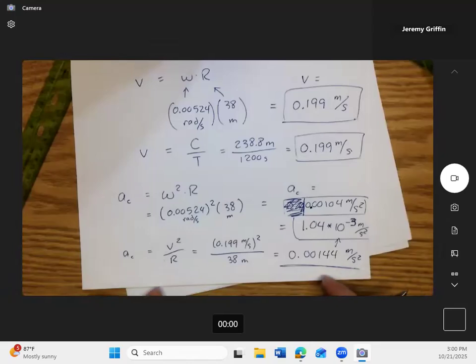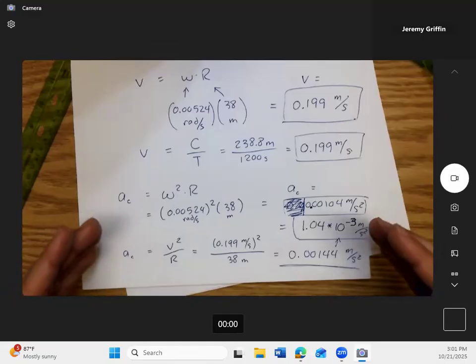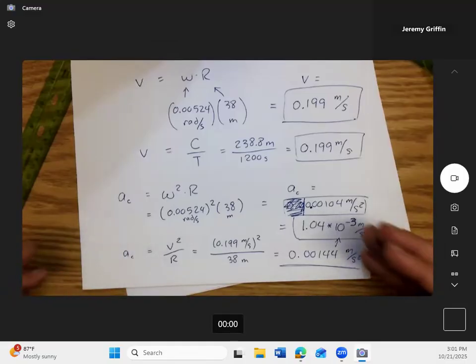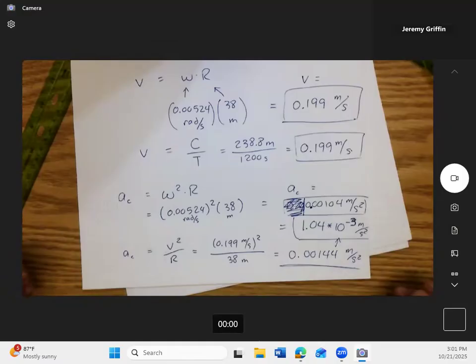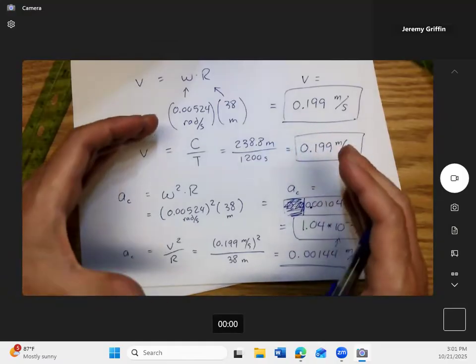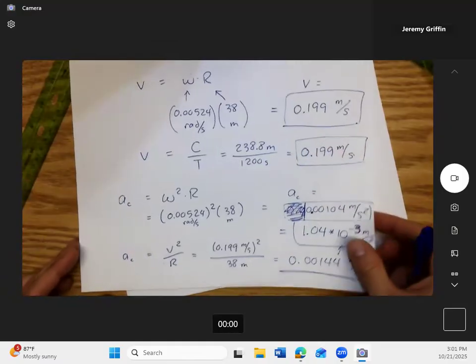Oh wait, what is this compared to Earth gravity? What is Earth gravity again? 9.8 meters per second squared. Isn't this really tiny compared to that? If you were on this Ferris wheel, would you even feel the effect of that circular motion? Probably not. It seems so tiny. It takes 20 minutes for that thing to go all the way around, so you probably wouldn't even feel that. All right, what's next?